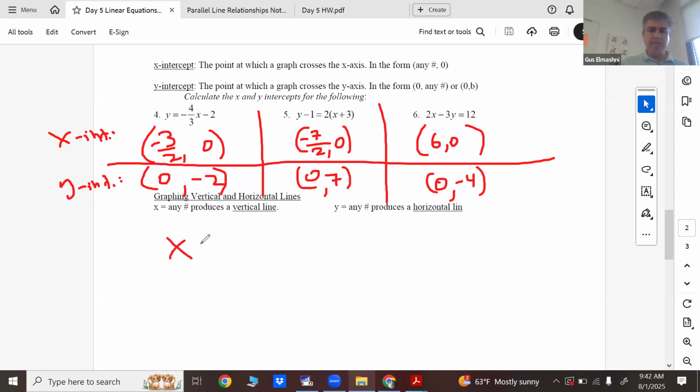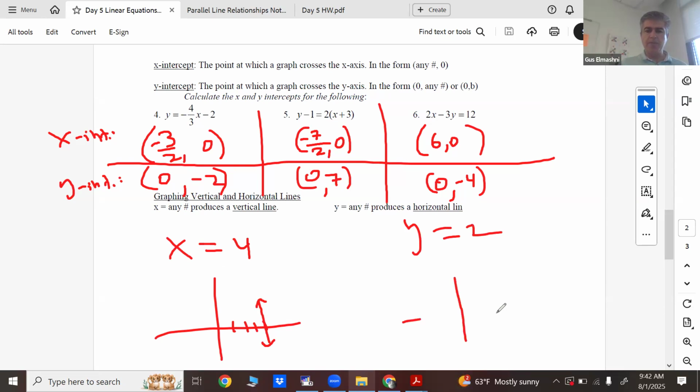When you graph a vertical line, it looks like this, like x equals 4. It will kind of look like this. If you graph a horizontal line, it looks like this, like y equals 2. These are just examples. Pretty straightforward there. Okay, questions so far? Nope. All right.